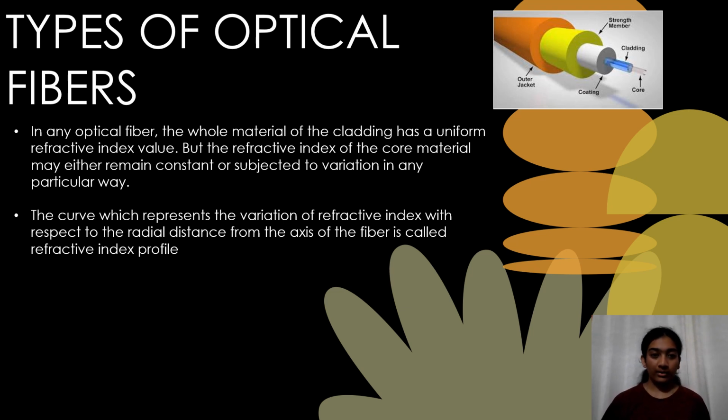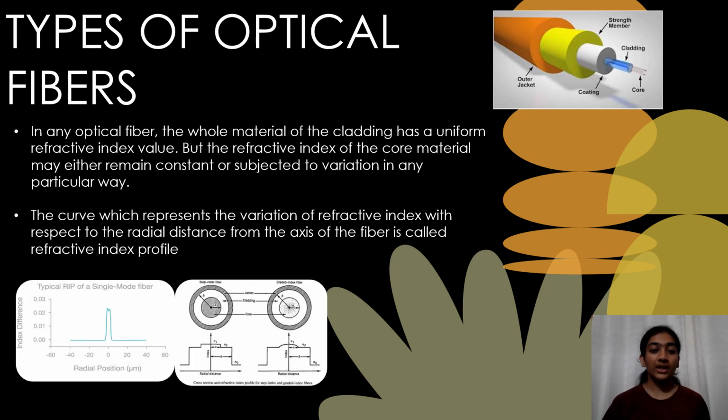So in any optical fiber, the refractive index of the cladding is uniform, but the refractive index of the core material may either remain constant or can vary in any particular way. So the curve which represents this variation of the refractive index with respect to the radial distance from the axis of the fiber is called a refractive index profile. And refractive index profile can be shown in the following manner.